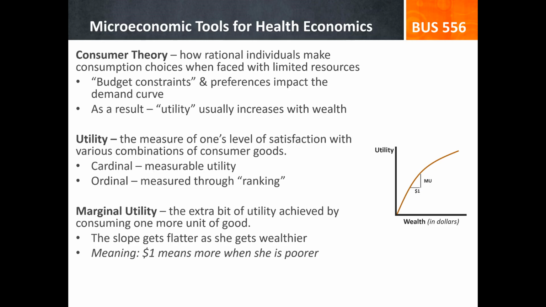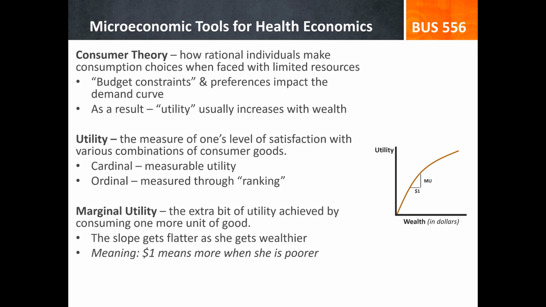So I want to touch on a couple things, which we'll get to later on in other chapters, but I just want to touch on it. I'm not going to go through everything on these slides, but I do want to talk about utility. Consumer theory is how rational individuals make consumption choices when faced with limited resources. We talked about this, right? When you have budget constraints, what do you do? The way we do that is utility, and that measures one's level of satisfaction within various combinations of consumer goods. We will do a whole section on utility, so I'm just going to briefly touch on it.